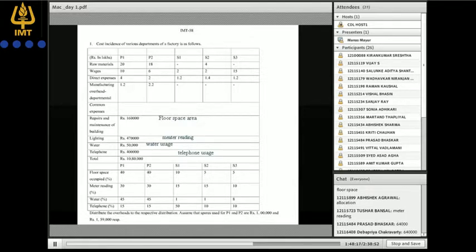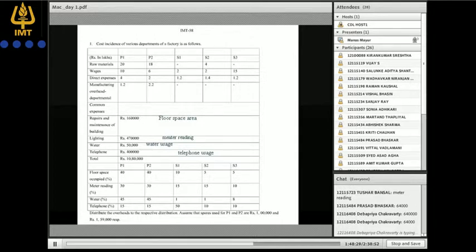64,000. So 64,000 is repair and maintenance cost for P1. In the same manner, for P2 also it will be the same. S1 will be sharing 10% of the repair and maintenance cost, which will be 16,000. Okay. So similarly, you can calculate this for S2 and S3.